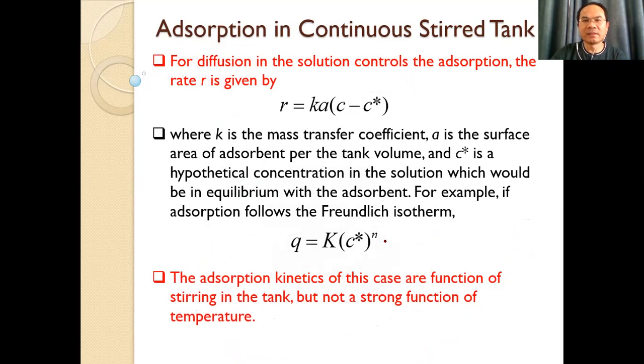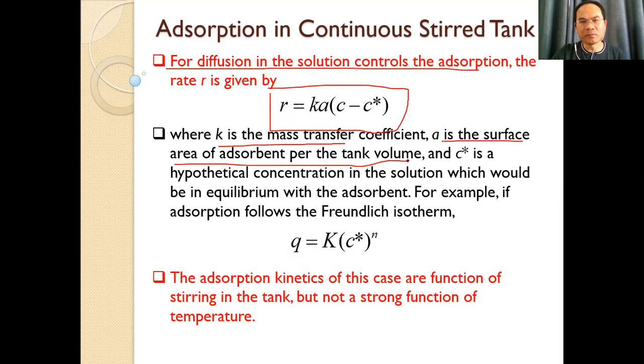For diffusion control in the solution, the rate of adsorption is expressed in this term: R equals K A (C minus C star). C is the concentration of solute in the solution. C star is the concentration at equilibrium. K is the mass transfer coefficient. A is the surface area of adsorbent per tank volume.